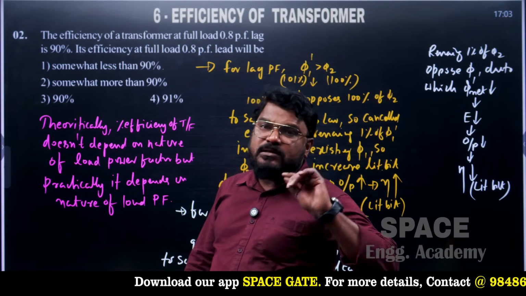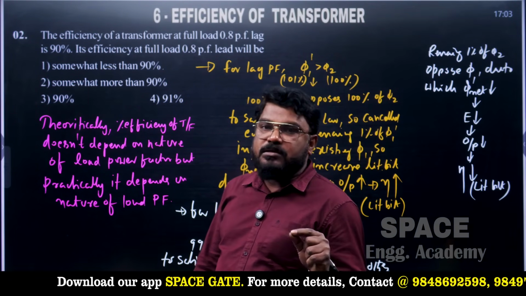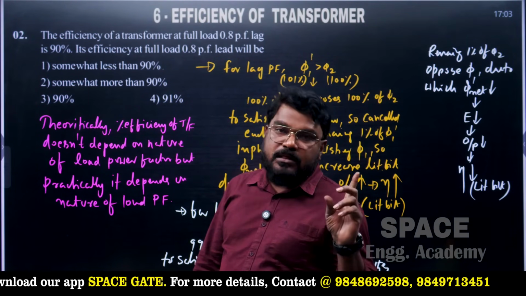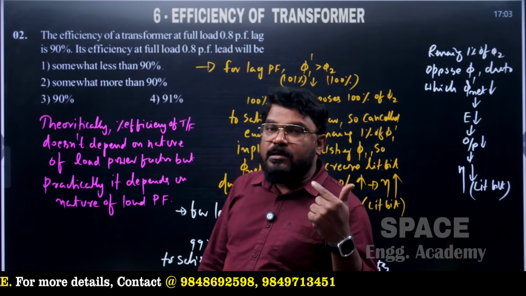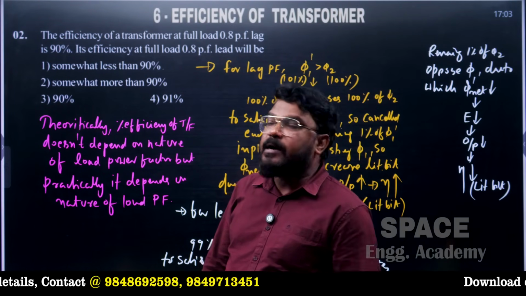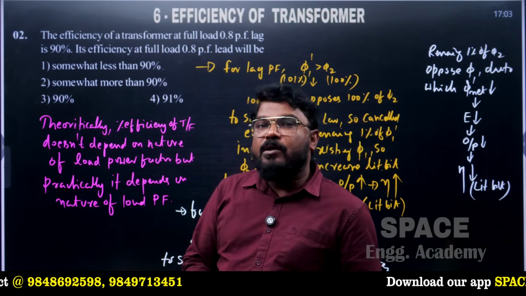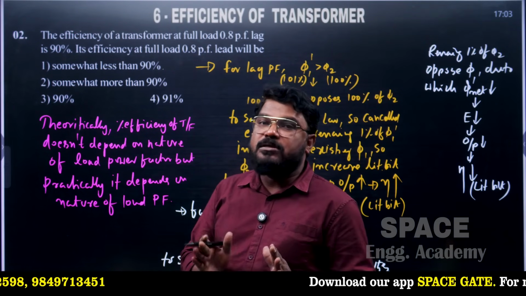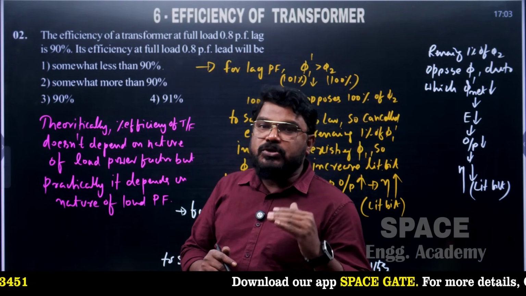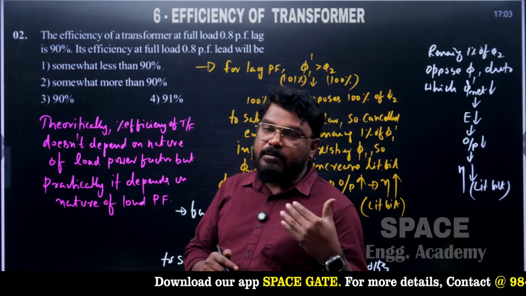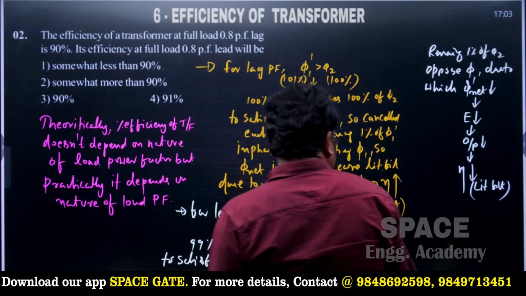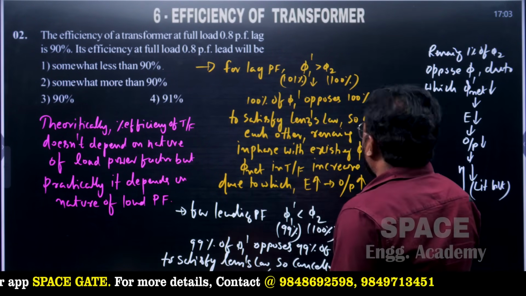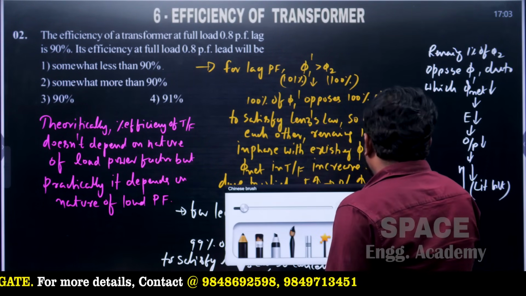Theoretically, the efficiency of the transformer doesn't depend on the nature of the power factor, but practically it depends on the nature of the power factor. అప్పుడు ఎలా డిసైడ్ అవుతాం, మనకి ఏవైతే ఆప్షన్స్ ఇస్తాడో ఆప్షన్ బట్టి ఆ క్వశ్చన్ ప్రాక్టికల్గా అడుగుతున్నాడా లేదా థిరిటికల్గా అడుగుతున్నాడా అనేది డిసైడ్ చేయాలి. ఇప్పుడు ఒకవేళ ఆప్షన్స్ ఇలా ఇచ్చింది, అప్పుడు మనం ఎలా ఆన్సర్ చేస్తాం?